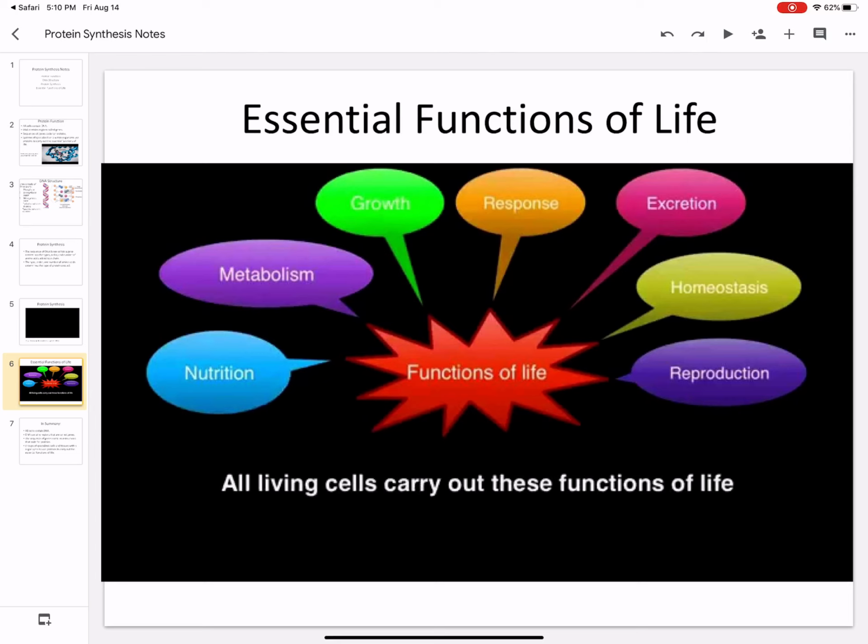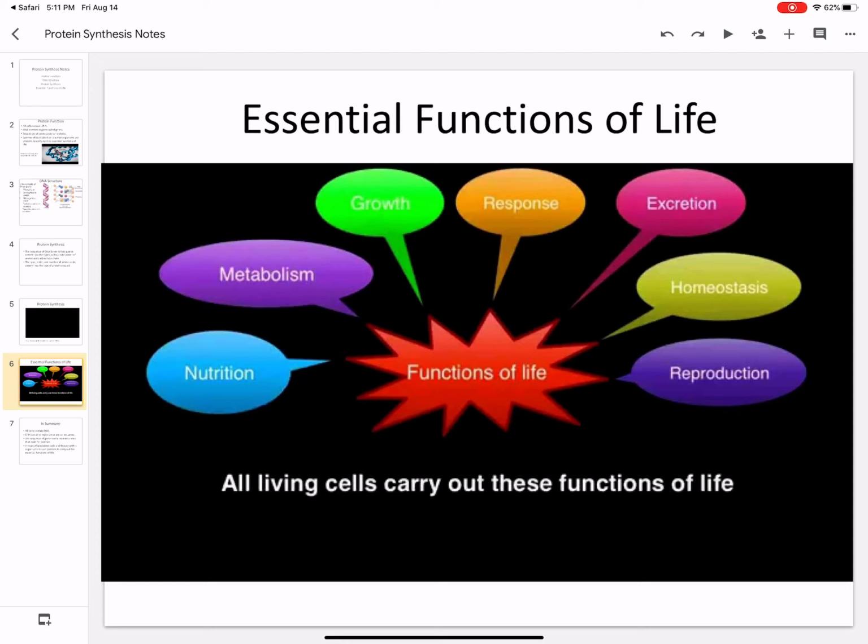It depends on the list. Some people break things up a little bit further than others. But these are the things that are required in order to be alive. So it has to be able to take in food for nutrition and get nutrients out of it. It has to be able to break down food products as well as use them as an energy source in metabolism. It has to be able to grow larger in size.